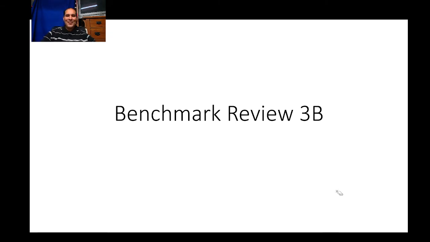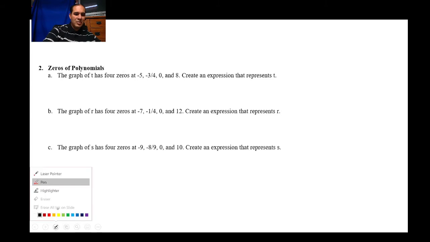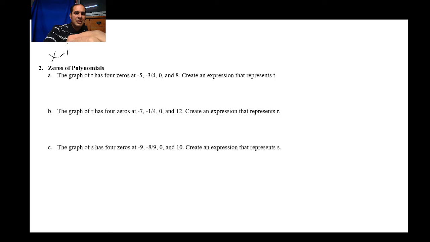Here we go. For this part, you're being asked to find the zeros of polynomials. Now, this may not look familiar. When we talked about x-intercepts, I mentioned that they are also known as zeros. So in this case, we are looking for x-intercepts. So right here, this word zeros stands for the x-intercepts, and we talked about in class how to find x-intercepts. Now we have a graph whose x-intercepts are at -5, -3/4, 0, and 8.